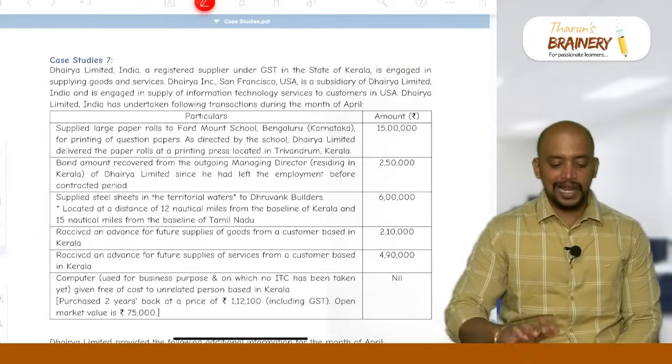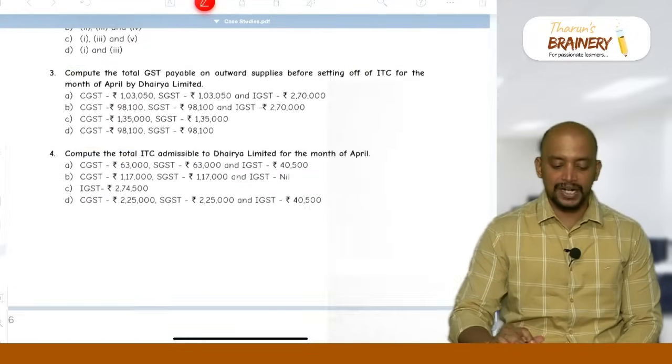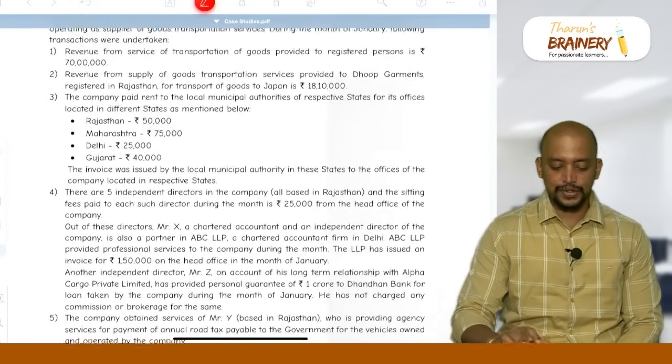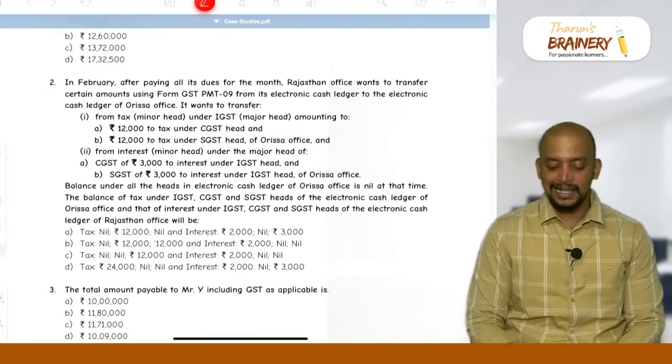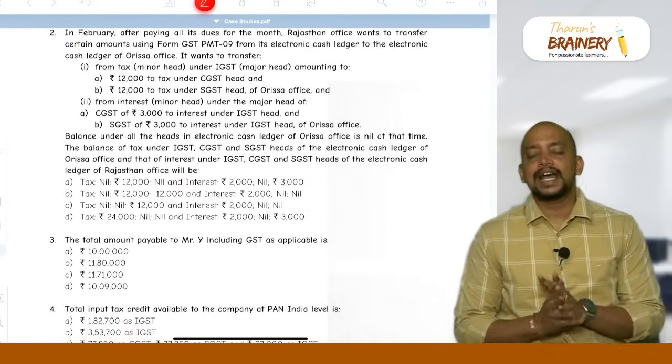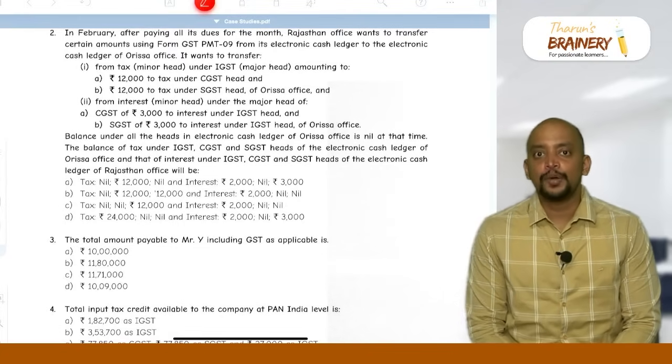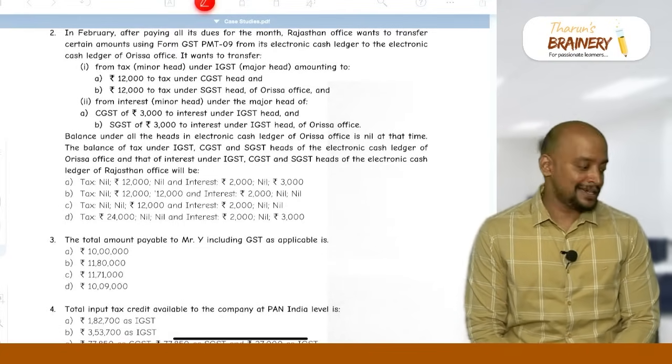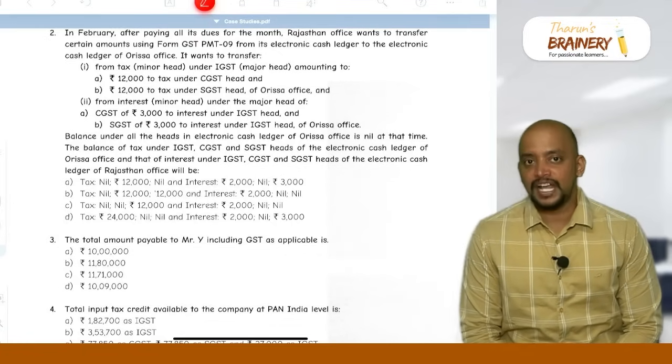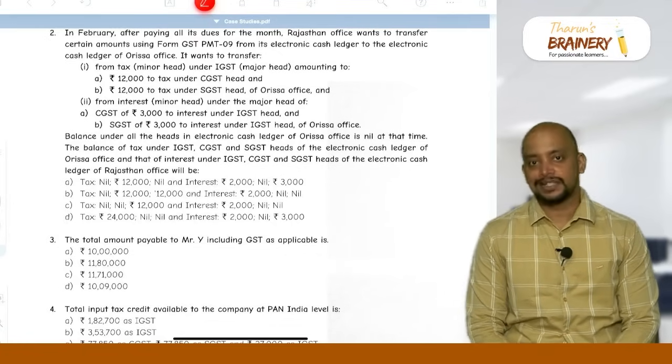And there are 2 more case studies, 7 and 8, that you try for practice. So you can try these 2 for practice. And these are the various ICAI MCQs that are given in the Board of Studies portal. And in the next video, I will be sharing with you the Mighty 50 discussion. Thank you.